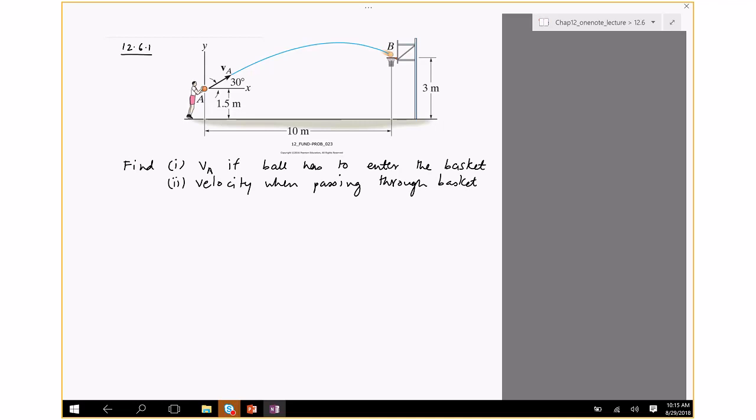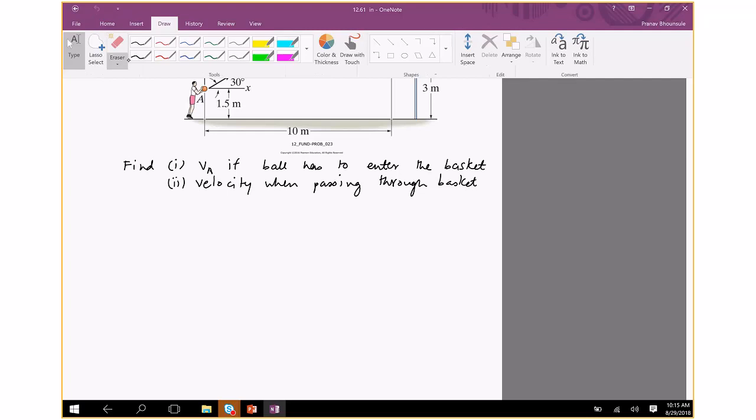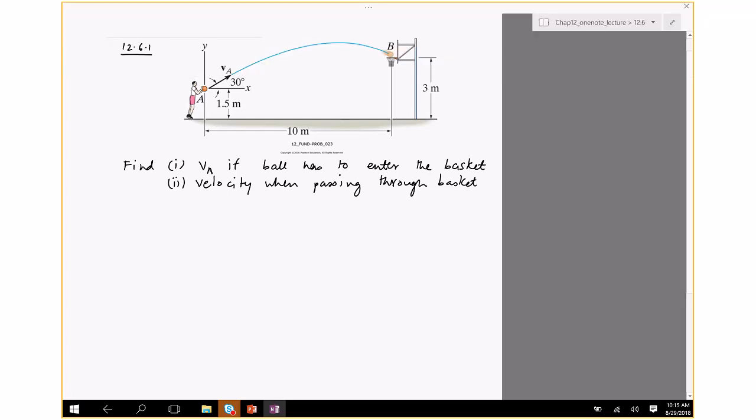Okay, is the question clear? Find the velocity VA, and find the velocity when the ball is going inside the basket. So, part one. We know something about the trajectory. We know that the ball passes through the basket at B, which is at coordinates 10, 3.